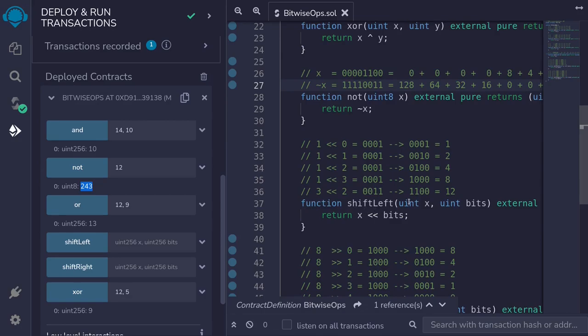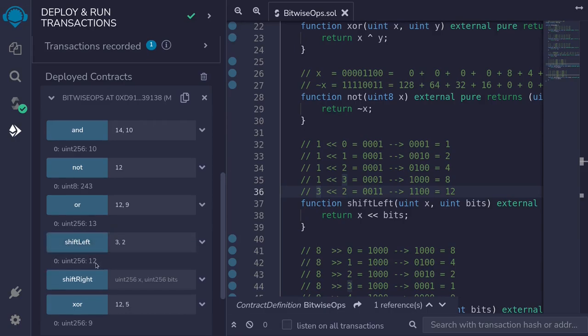The next example will be shift left. For this example, we'll put in 3 and then shift it left 2 times. So shift left 3 twice, and we get a 12 back.